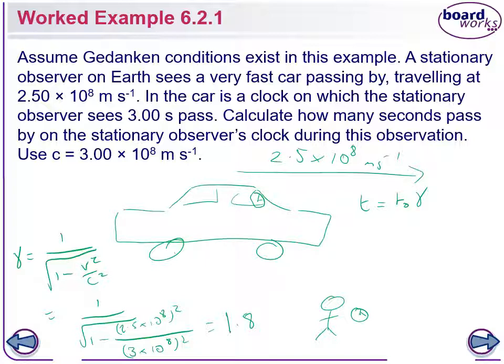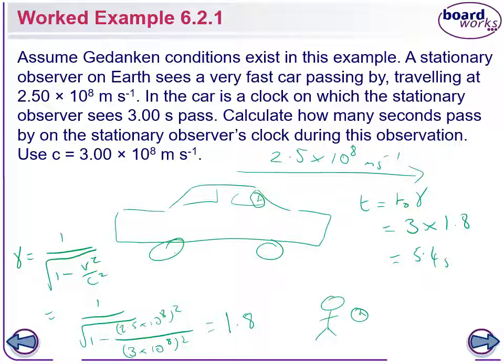Okay, T0 is the time measured in the same frame of reference as the event. So, if our T0 value is 3, and our Lorentz factor is 1.8, what does that come out to? 5 point something? 5.4. So our observer would see 5.4 seconds pass on their watch while it takes 3 seconds to pass on the clock's dashboard.